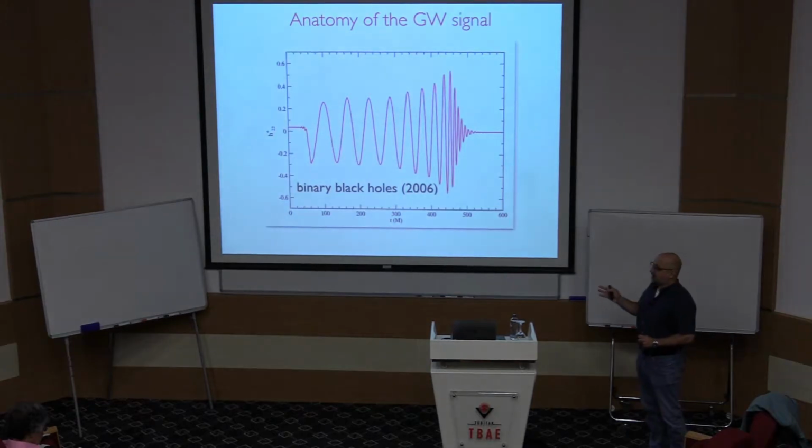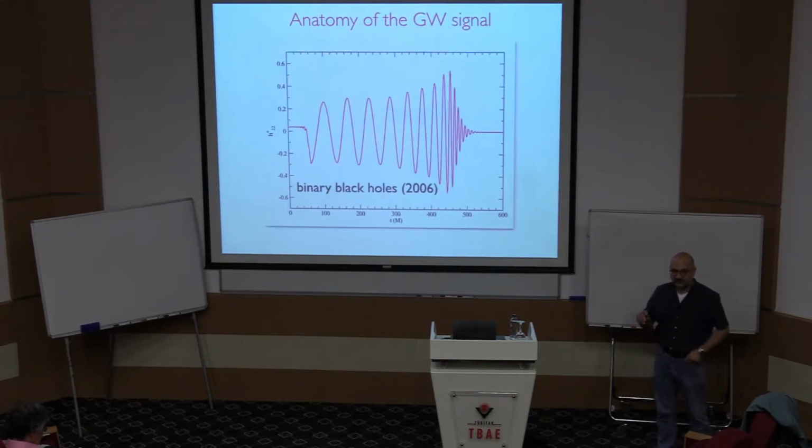this is a binary black hole gravitational waveform. This was made by myself in 2006. At that time, we could only do very short waveforms, but this waveform, besides being personally attached, has all the important features. I don't know if Scott has already discussed how to read a gravitational waveform, but this is what I will do with you.